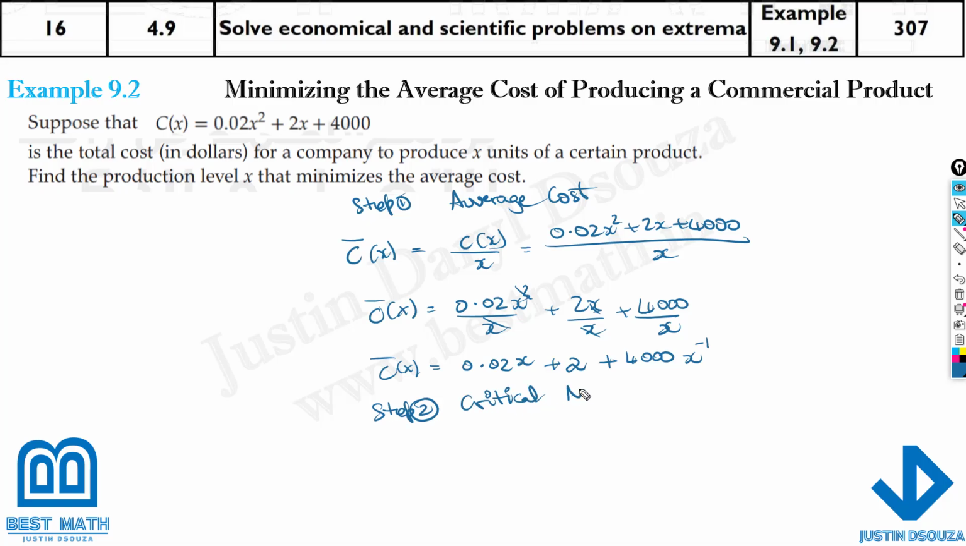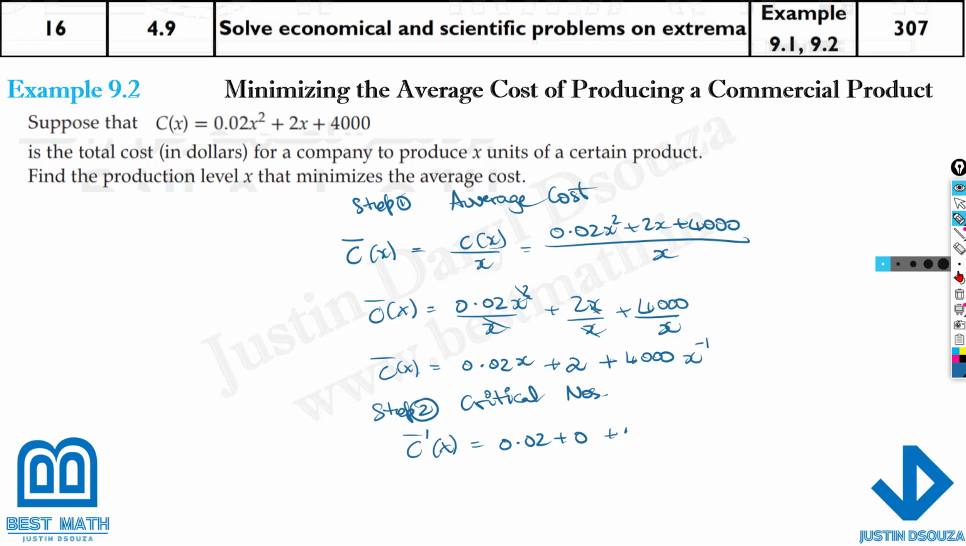Critical numbers. How do we find the critical numbers? We need to derive the given function, right? We need to derive the average function, not the given function. Average function, that will be 0.02 plus 0 plus.